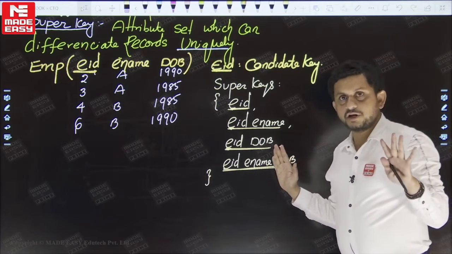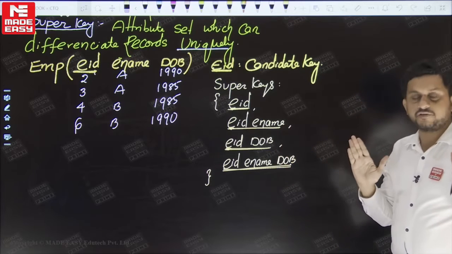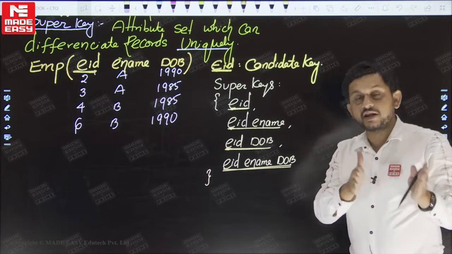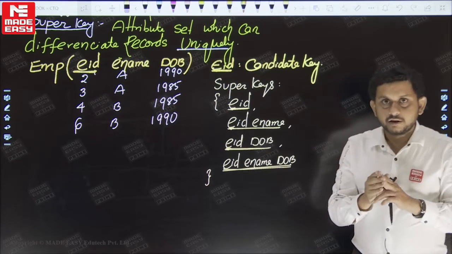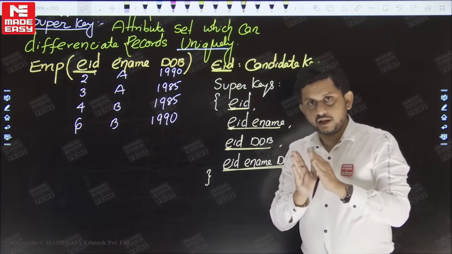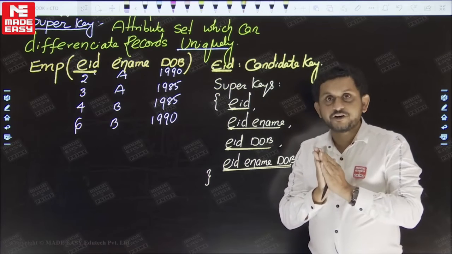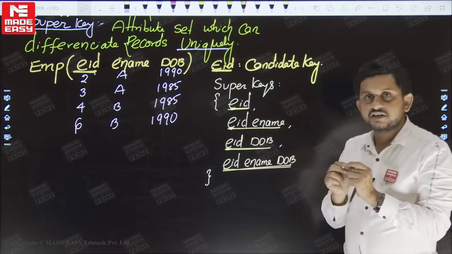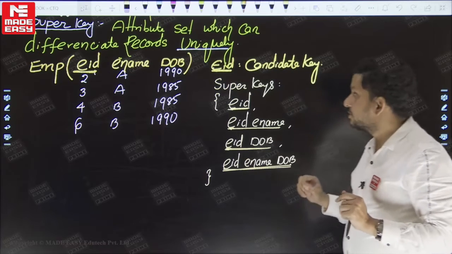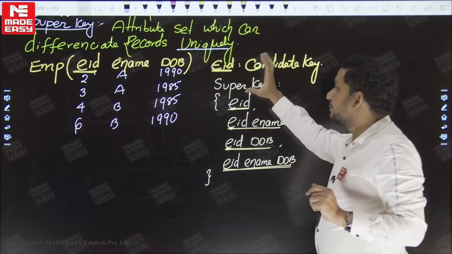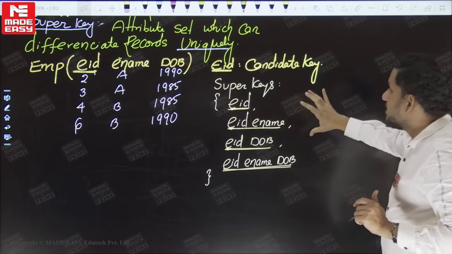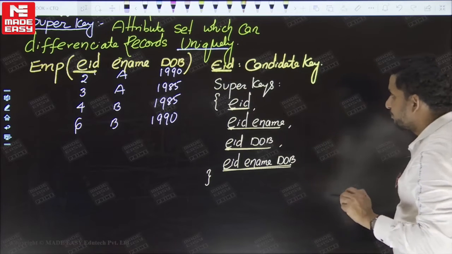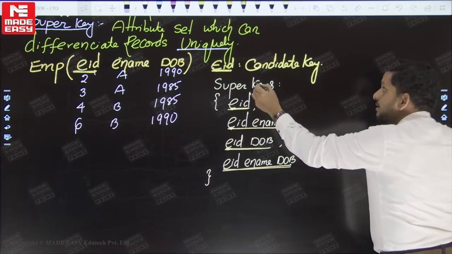So have you understood the difference between super key and candidate key, and the difference between primary key and alternative key? Not only from an exam point of view, in software interviews also, these things are very important. These are the basic concepts of candidate key, alternative key, primary key as well as super key.